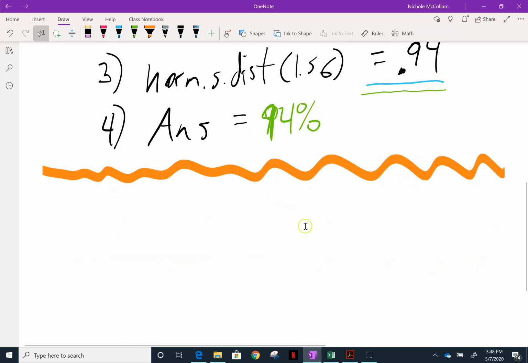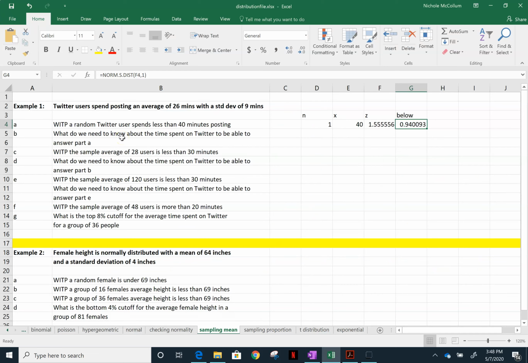Excellent. Now, let's go back to the questions. Part B, what do you need to know about the time spent on Twitter to do part A? Well, I've already said it a few times. You need normal. That's because if your sample size is small, unless you have normal, you do not have the right to draw the normal table. So you need normal, period.